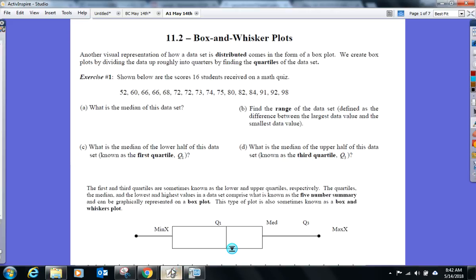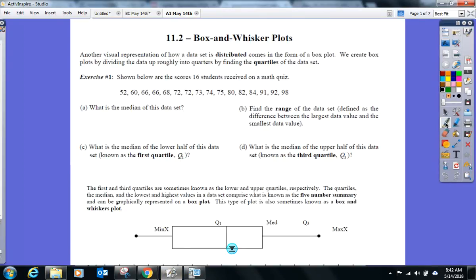First one, median, aka the middle number. Well, what happens if there's two middle numbers? Take a look. Median, finding the middle number.